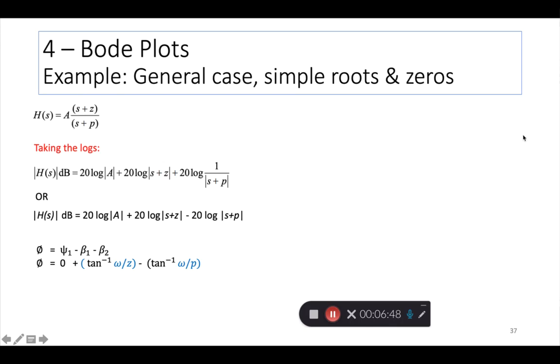One other thing I wanted to point out, just so you have this in the back of your mind, we look at the three items split individually. So the first item is for just the value a, the constant a, so that becomes 20 log a. The next one is 20 log magnitude of s plus z for the zero, and the denominator, you can do it one of two ways. You can either say plus 20 log 1 by magnitude of s plus p, or you can put a minus and just bring the s plus p to the numerator.